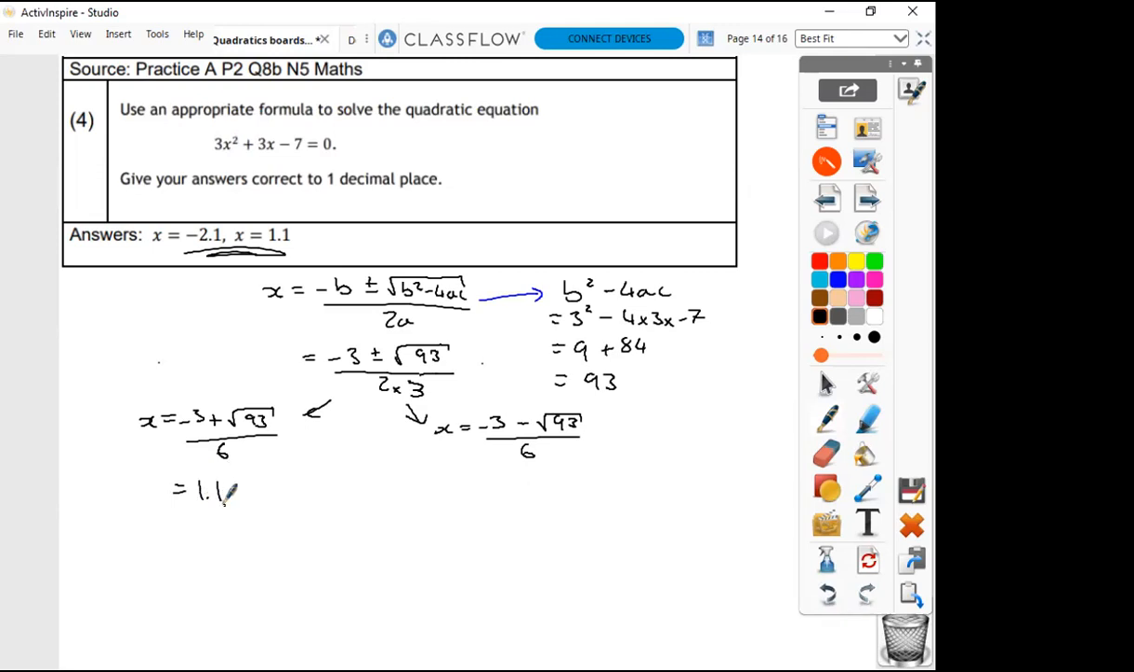Good. X minus 2.1. Okay, so ask for the coordinate. I'll ask you to sketch it. That's your roots.